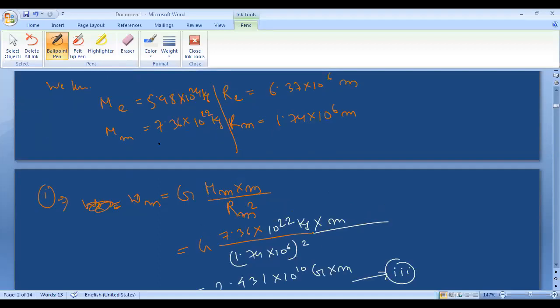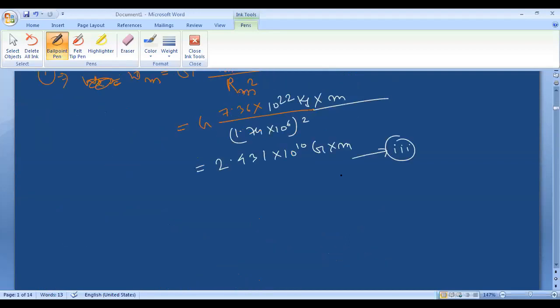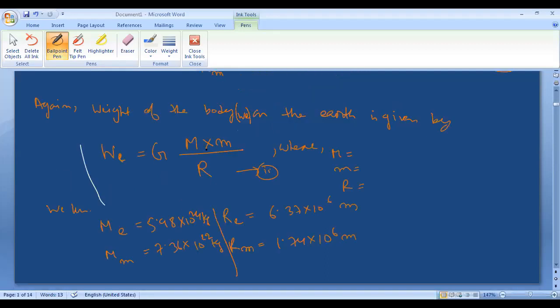Again put the value in equation number 2. So write down again from 2: W is G capital M small m by RM. Sorry, it will be RE, not RM. So in the formula also you can write this one. This will be ME, and this will be RE.